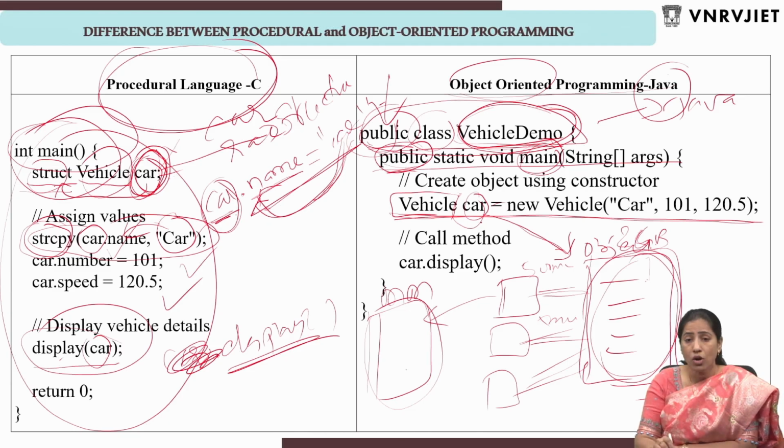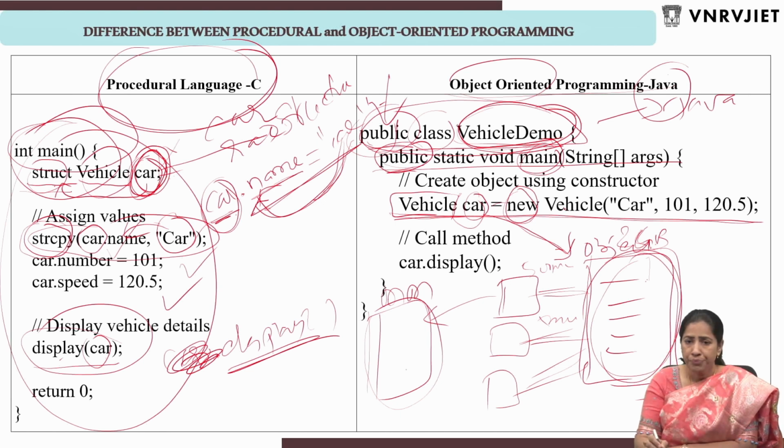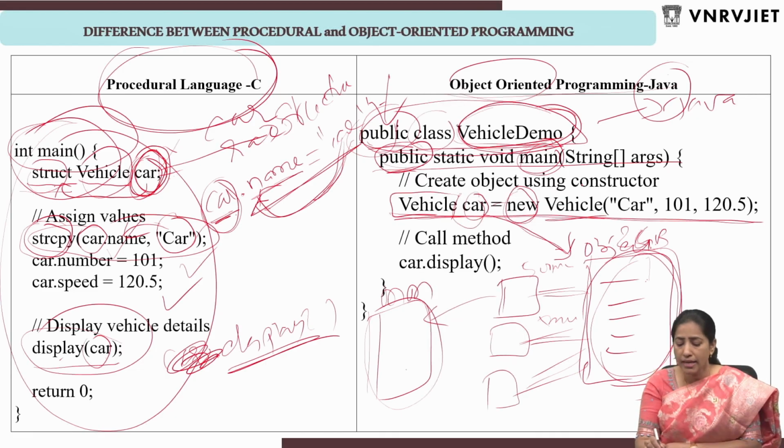So how do I create an object? Class name, space, object name equals new. I have to use the keyword new here. Whereas in a structure-oriented language, I did not use any keyword new. I just wrote struct, then the structure name and the user-defined structure variable name. That's it. But in Java, an object-oriented language, you have to use the keyword new to create an object of the class. Here I have to write the class name.